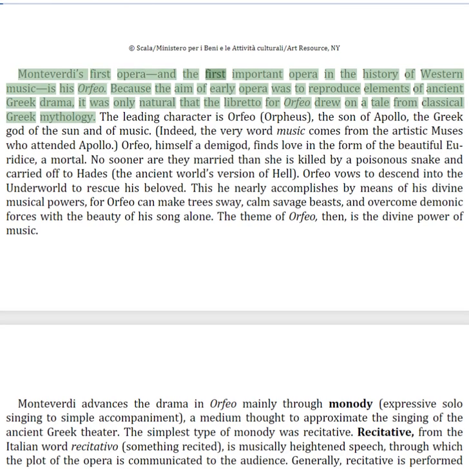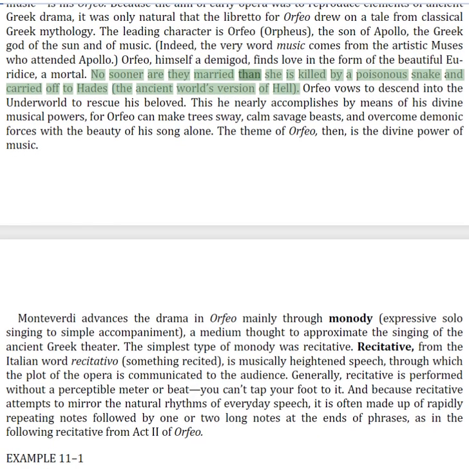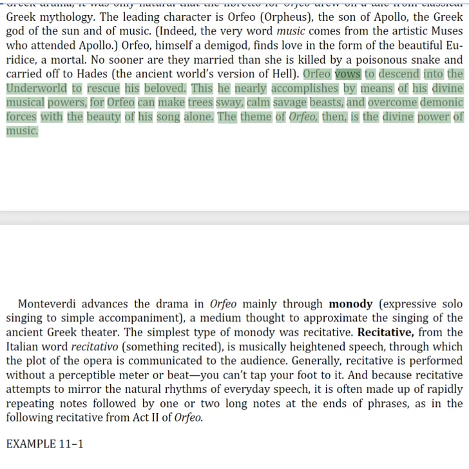Monteverdi's first opera, and the first important opera in the history of Western music, is his Orfeo. Because the aim of early opera was to reproduce elements of ancient Greek drama, it was only natural that the libretto for Orfeo drew on a tale from classical Greek mythology. The leading character is Orfeo, the son of Apollo, the Greek god of the sun and of music. Orfeo, himself a demigod, finds love in the form of the beautiful Eurydice, a mortal. No sooner are they married than she is killed by a poisonous snake and carried off to Hades. Orfeo vows to descend into the underworld to rescue his beloved.